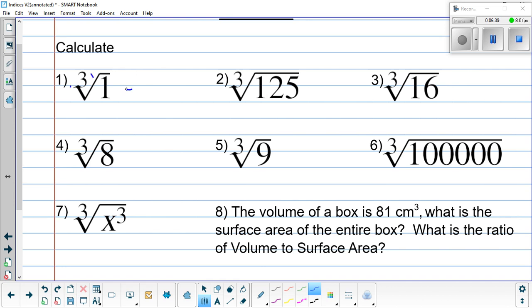Right, so we're back. So the cube root of 1 is 1. Cube root of 125 is 5. Cube root of 16, well, how exactly can we do that? Right, cube root of that is 2.52-ish.